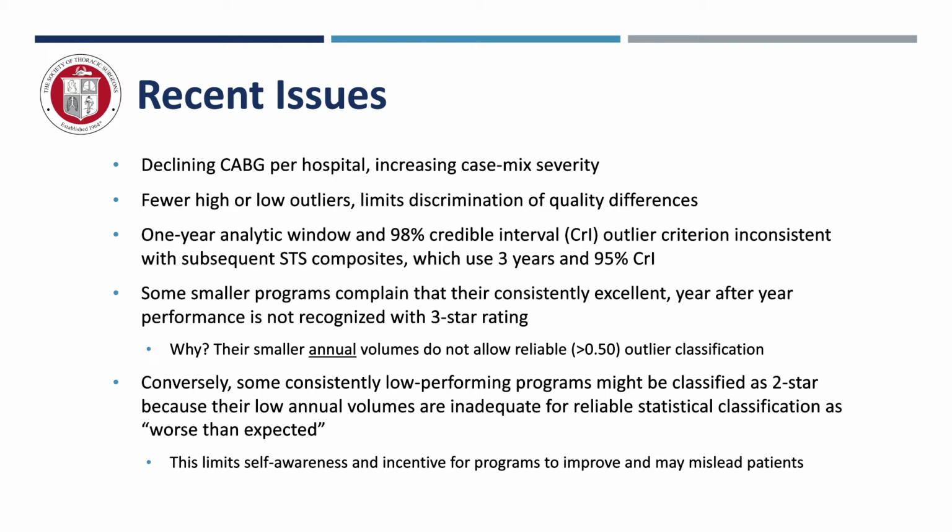Isolated CABG volumes per hospital are declining, and case mix severity has increased. Because of smaller annual CABG volumes and the very conservative 98% credible intervals, fewer outliers can be reliably identified, and this limits the ability to discriminate levels of performance. This approach is also inconsistent with all other subsequent STS composite measures, which use 3-year data samples and 95% credible intervals.